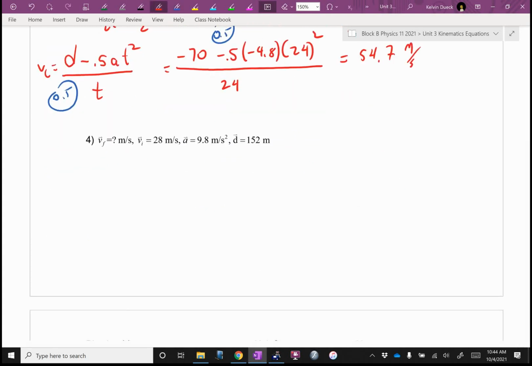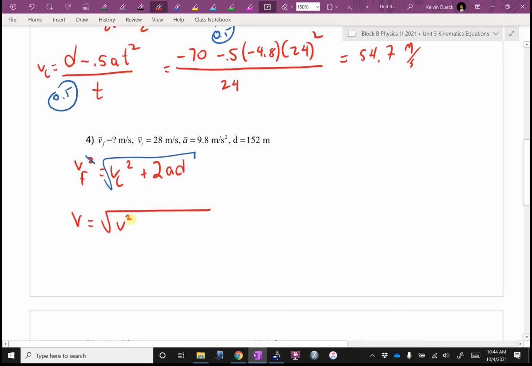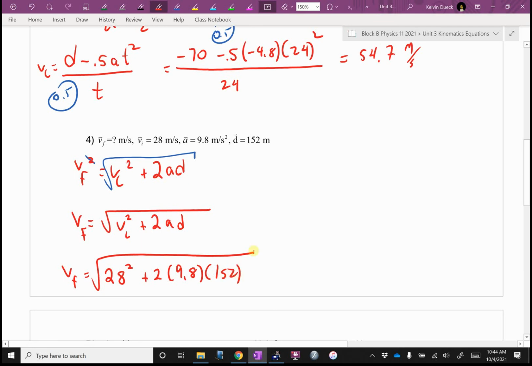Number 4, I think we're going to use VF squared equals VI squared plus 2AD. I want to get the VF by itself, Odetta. Not quite. It's almost by itself. I need to get rid of a squared. So how do I do that? Square root both sides. That's going to give me VF equals the square root of VI squared plus 2AD. Now let's stick in numbers. VF is going to be the square root of 28 squared plus 2 times 9.8 times 152.